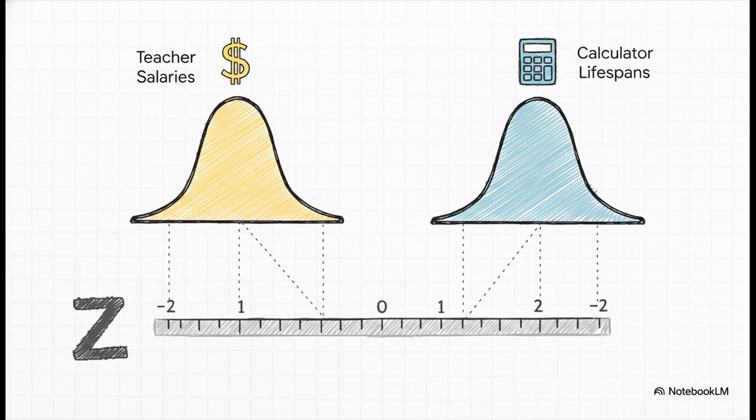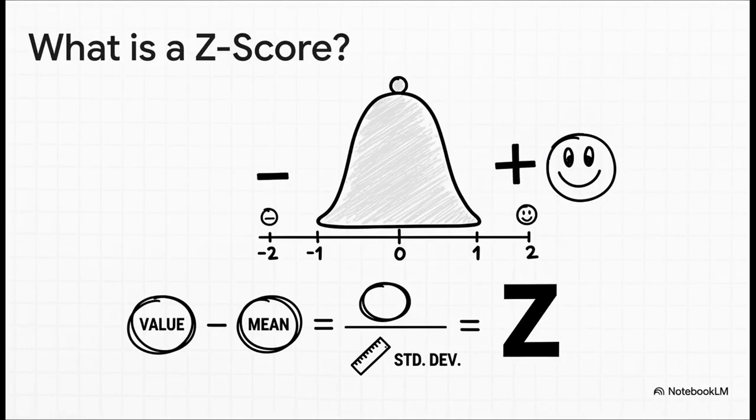And the magic tool we use to do this conversion is called a z-score. The absolute best way to think about it is like a standardized ruler. It's a ruler that lets you measure anything, salaries, lifespans, test scores, you name it, on the exact same scale. So what is a z-score actually telling you? It's surprisingly simple. It's just the number of standard deviations a particular data point is away from the average.